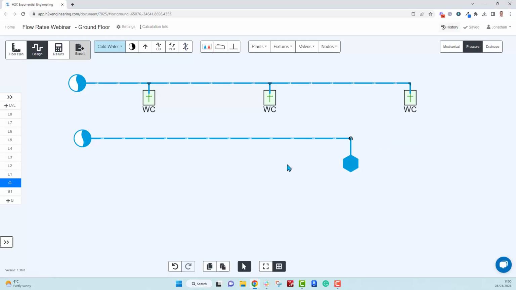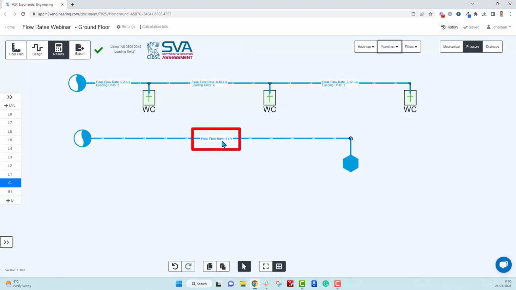So just have a think, as I click results, what do you think the flow rate through this pipe will be? It is 1 litre per second. So there are no loading units here. Again, no probability, no diversity. 1 litre per second continuous flow is 1 litre per second.